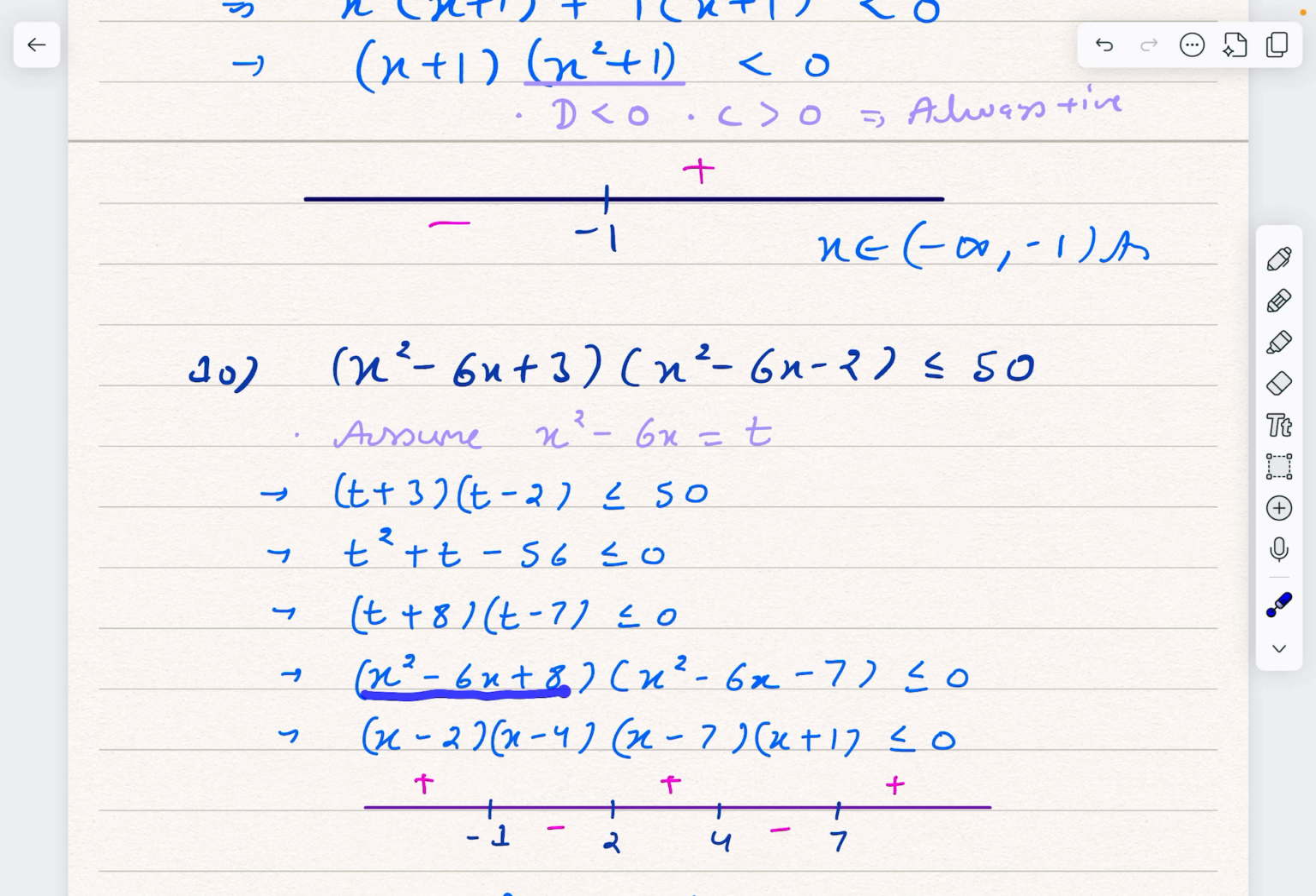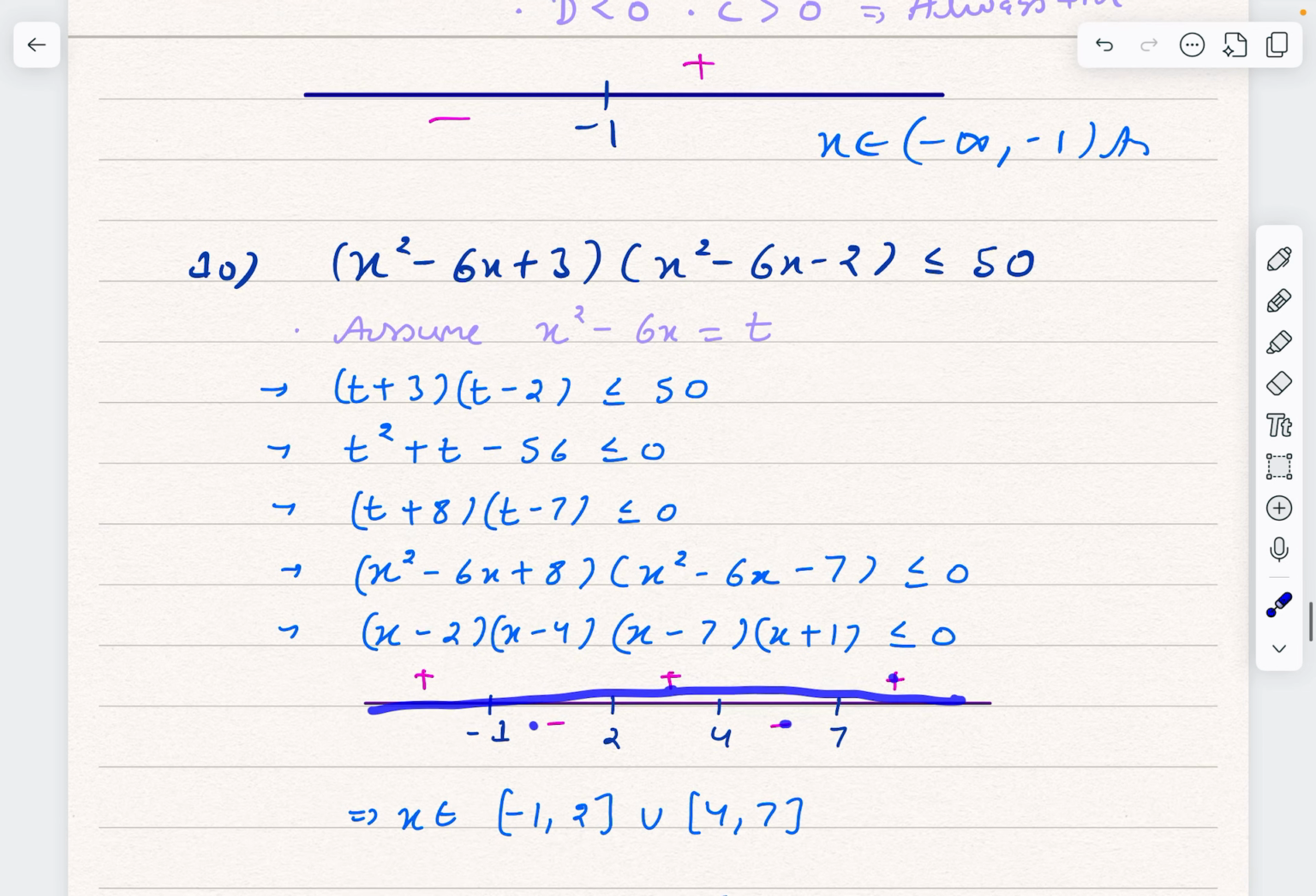Now you can factorize these. This quantity will have roots 2 and 4. This will have 7 and minus 1. You plot them on the number line, then use the wavy curve method. Finally you end up with the answer as closed minus 1 to closed 2 union closed 4 to closed 7. So it's a very good problem, but you can do it easily with the help of this method. Next problem.